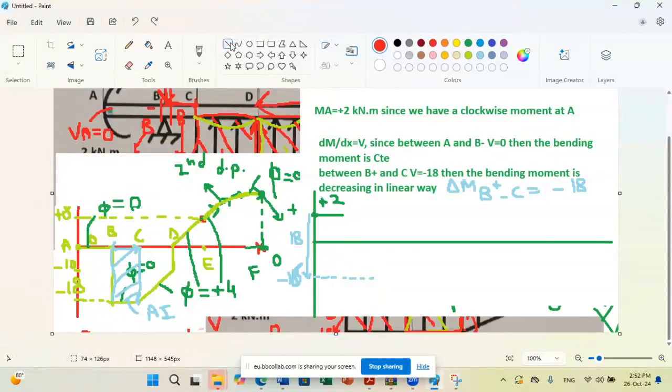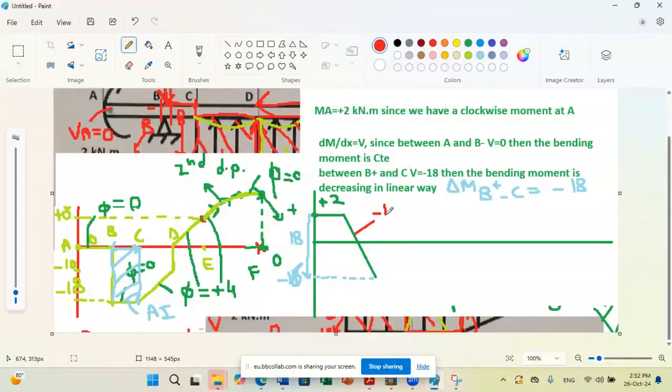So now, after saying that this is linear, you can say what is the slope of this line? Minus 18. Yes, minus 18, because the slope here is equal to V, which equals minus 18. So I just have to indicate here that this is a linear variation with a slope of minus 18.